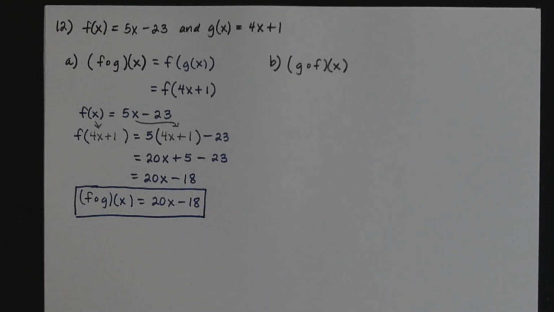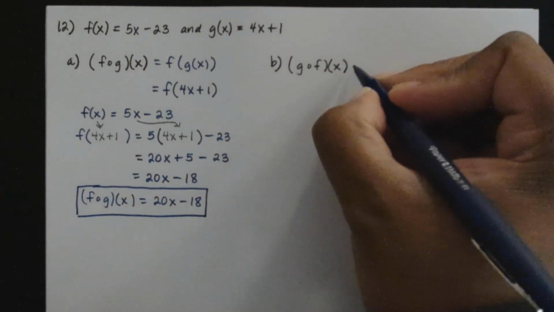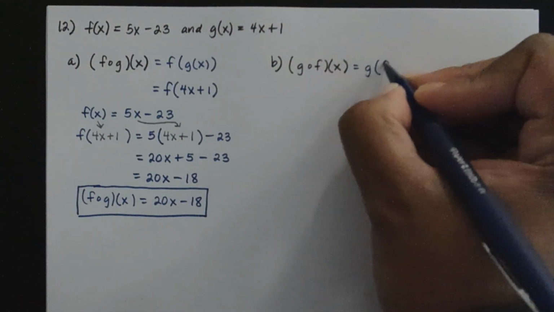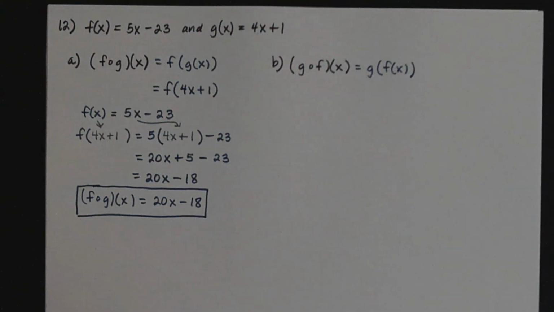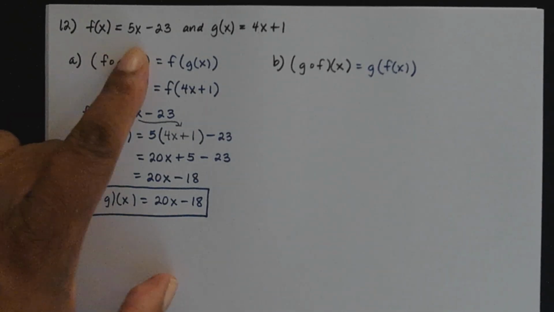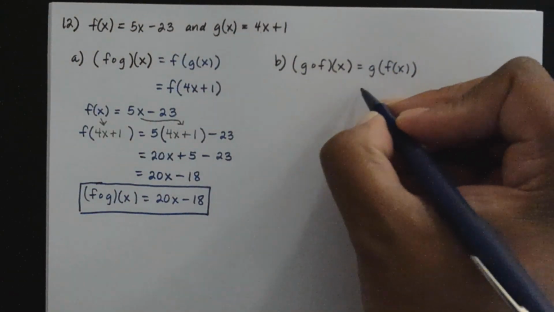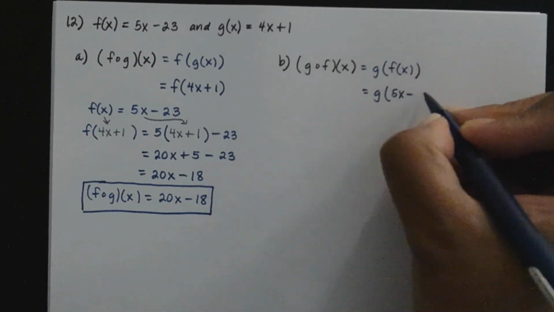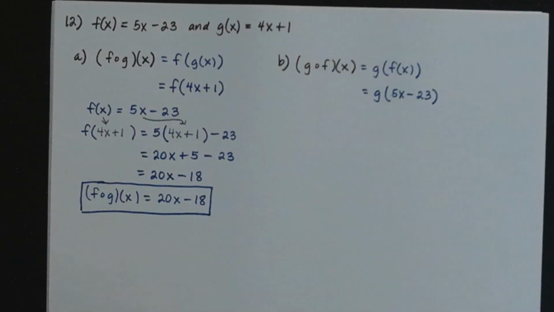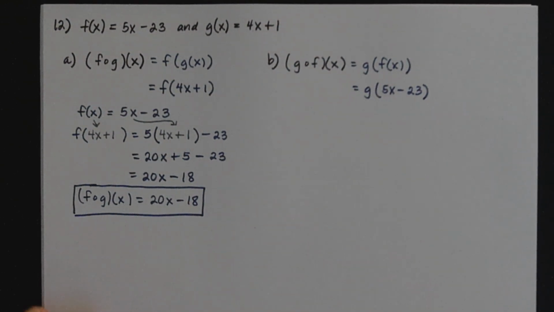All right, the composition of g with f of x is part B. In this case, this is just g of f of x. So now the inside function is f of x, and f of x is 5x minus 23. So I replace that f of x with 5x minus 23. So I'm going to be evaluating g of 5x minus 23.